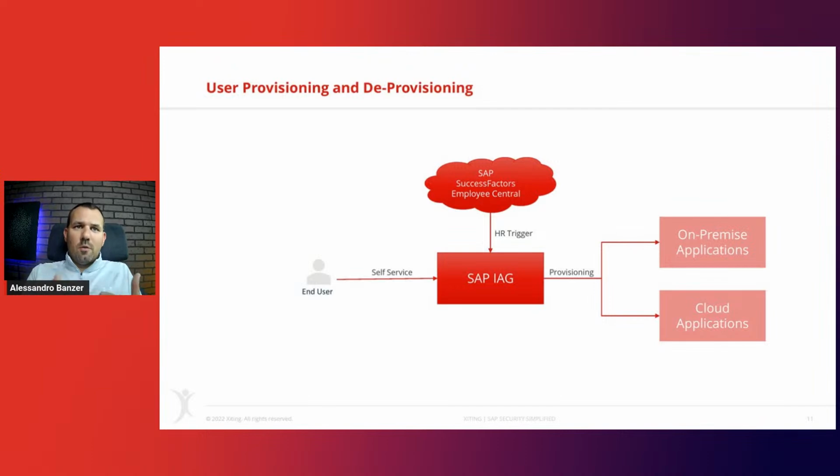But once a workflow is fully approved, whether that means to create an account, delete an account, assign roles, unassign roles, whatever it is, once it's finally approved and there's something to be provisioned or deprovisioned, then IAG will do that directly for on-prem applications as well as cloud applications. That's the most typical use case.